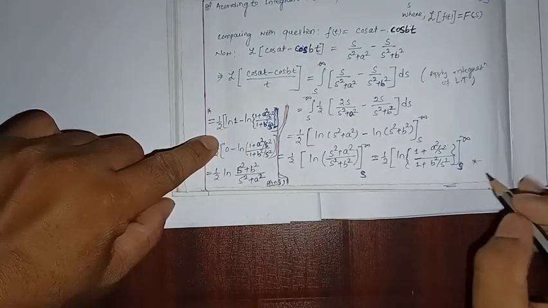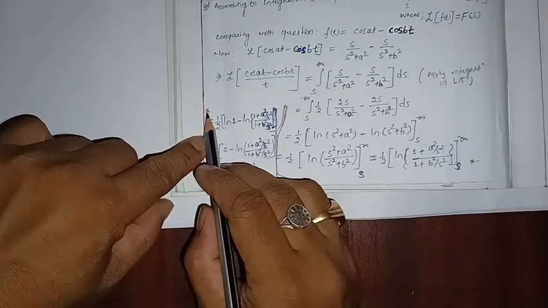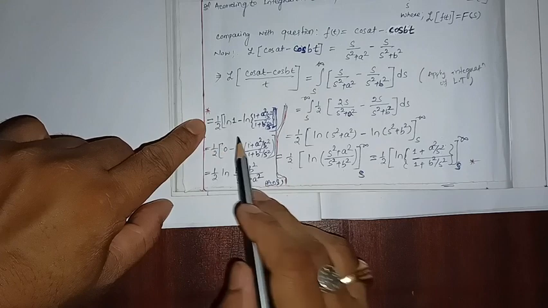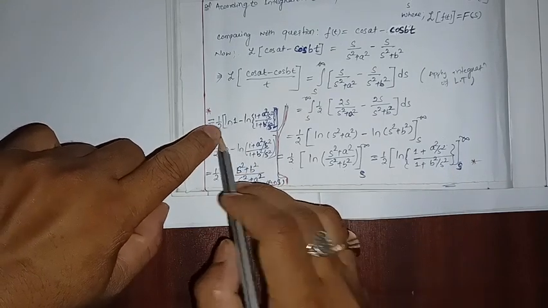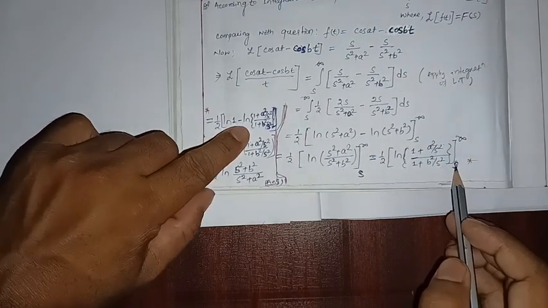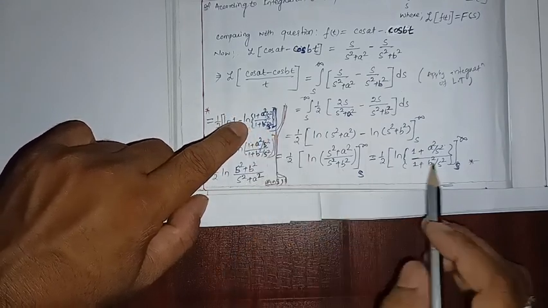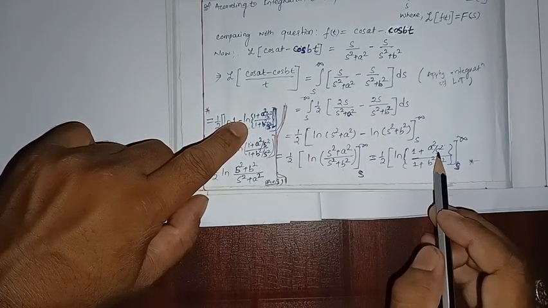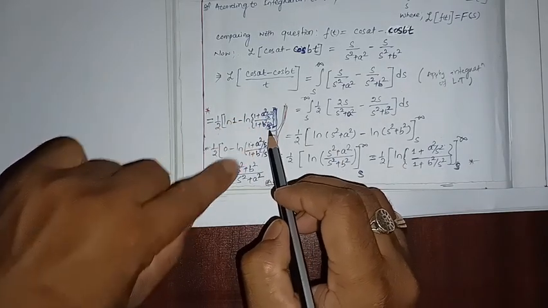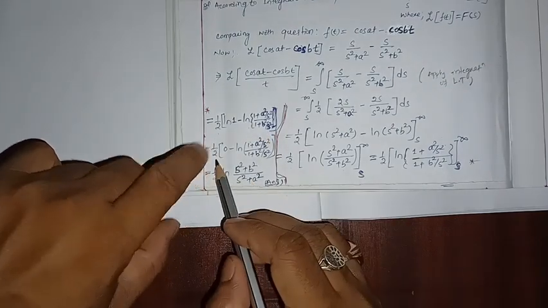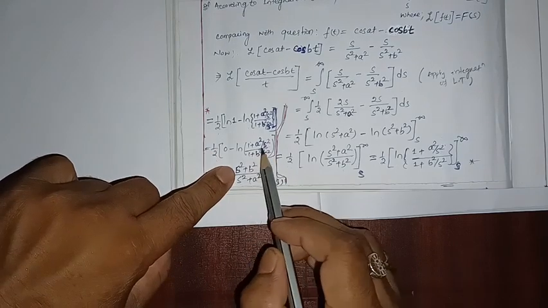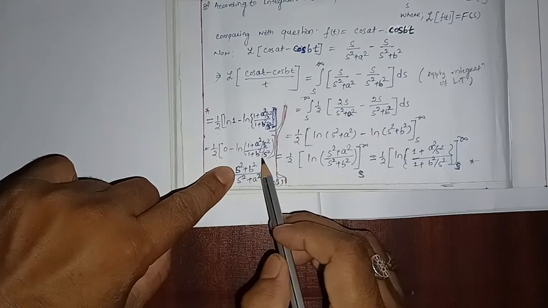So you have to write from this line. 1 by 2 ln 1. Whenever we substitute infinity, for the other limit we substitute s, the same thing I have to write, because instead of s the same s is substituted. So 1 by 2 ln 1, which we know is 0, minus ln of (1 plus a square by s square) by (1 plus b square by s square).